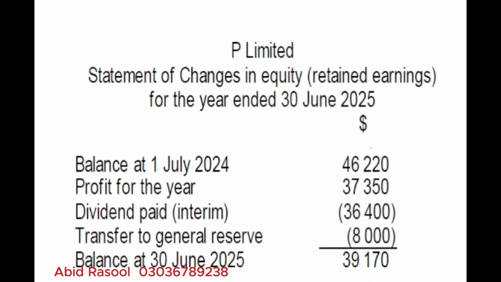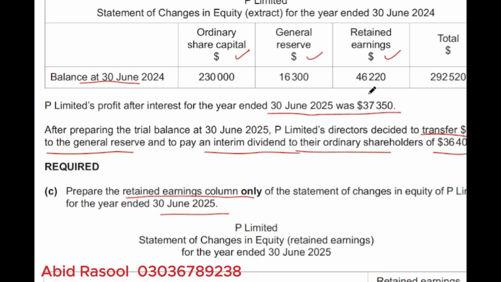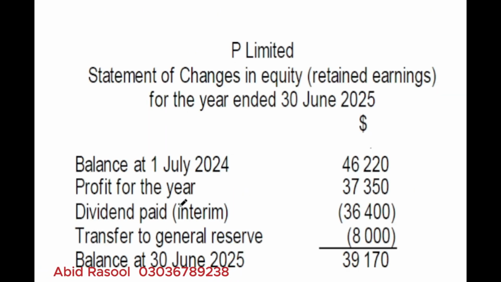We will start with the given balance of retained earnings, that is 46,220. From where is it coming? It is coming from this given balance. Okay, we will start with this opening balance. Then the profit for the year is added to the retained earnings. Okay, what we started with, retained earnings, and then profit for the year will be added to this.